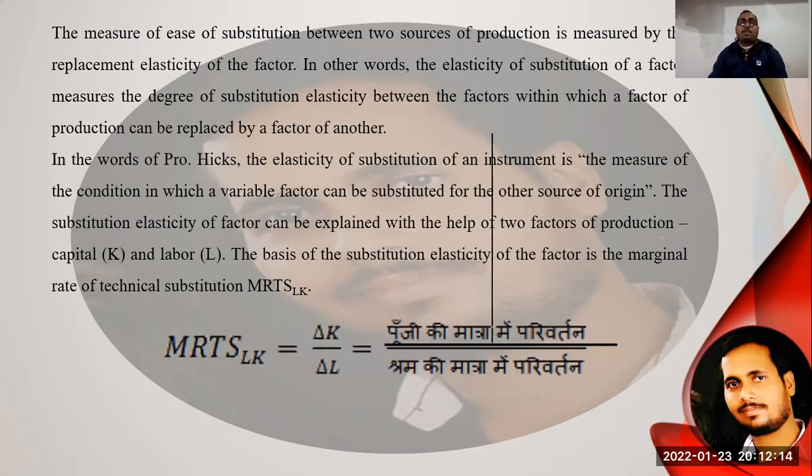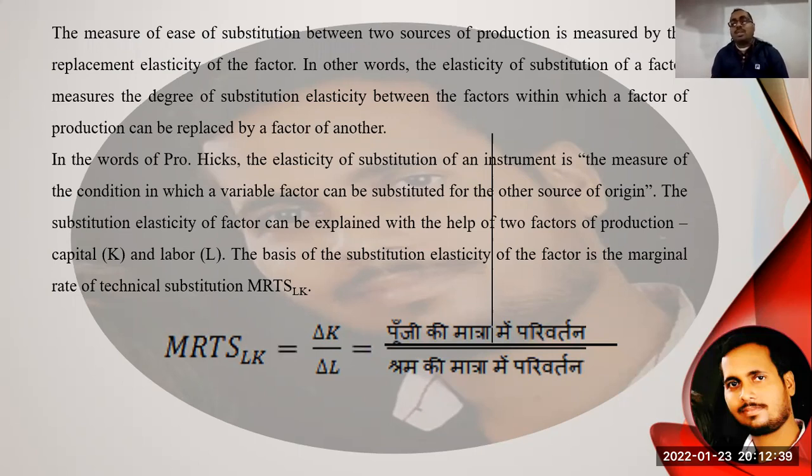Now see, the measure of substitution between two resources of production is measured by the replacement elasticity of the factor. Replacement means when we have to change one factor with the other factor. So this is called the replacement of factor, the elasticity of the factor.